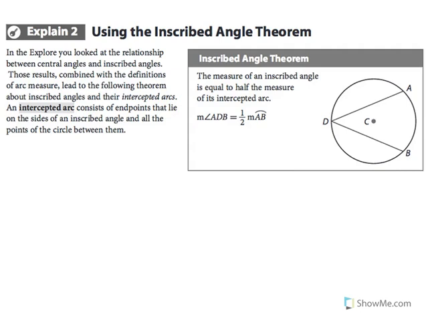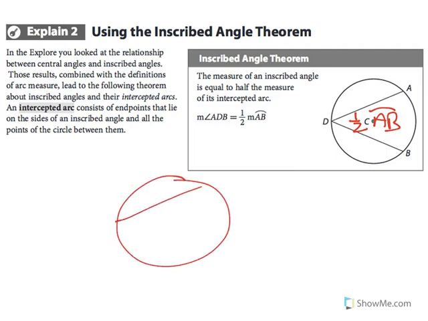Using the inscribed angle. Right? Okay. Inscribed angle theorem. The theorem: the measure of an inscribed angle is equal to half the measure of the intersected arc. Okay, so that means that this angle here is 1/2 of the arc AB. So for example, if this is 120 degrees, then this angle should be 60 degrees.